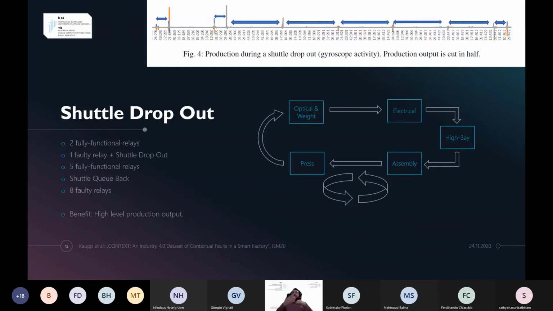The shuttle dropout is very straightforward. After 2 successful assemblies, 1 faulty relay will be produced and the shuttle drops out. After 5 successful assemblies, the shuttle is queued back and 8 faulty relays are produced. The key benefit is that we can keep the production output high if we can detect this case.